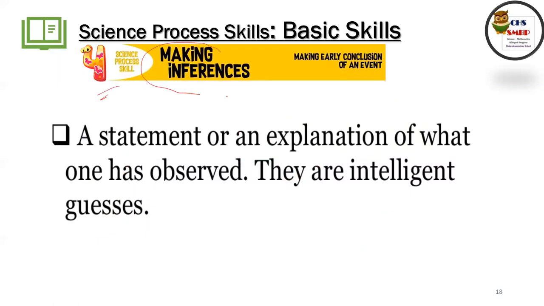Number four is making inferences. What is inference? Making early conclusion of an event. So you can make early conclusion about events. So what is conclusion? The ending, right? So you haven't done any experiment, then how could you just conclude about an event, it's impossible. But if you have knowledge, if you read lots of books, then you might be able to draw a conclusion about that event. So what is inference? A statement or an explanation of what one has observed, their intelligent guesses.